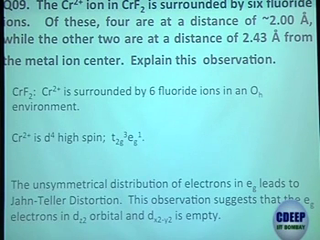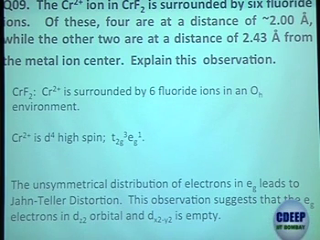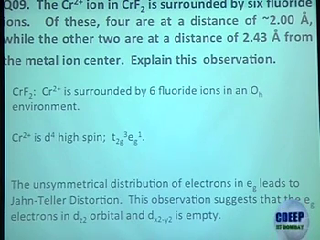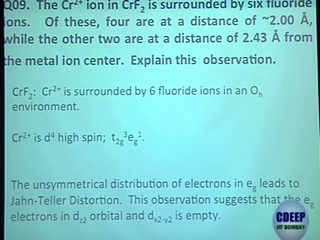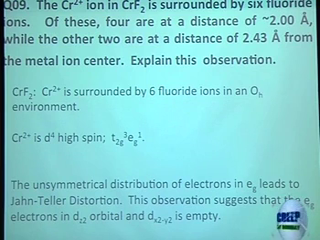So chromium 2+ is surrounded by 6 fluoride ions in an octahedral environment. Chromium 2+ is what? d4. Scandium, titanium, vanadium, chromium: d4s2, so 2+ is going to be d4. Now it is going to be t2g3 eg1, the unsymmetrical distribution of electrons in the eg orbitals. Whenever you have unsymmetrical filling, there is a possibility of further splitting of the eg orbitals.